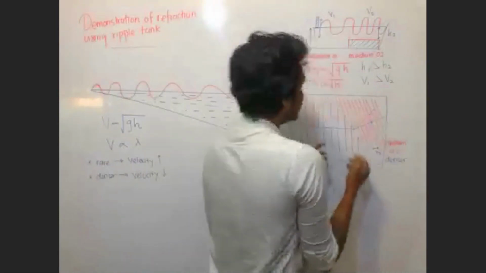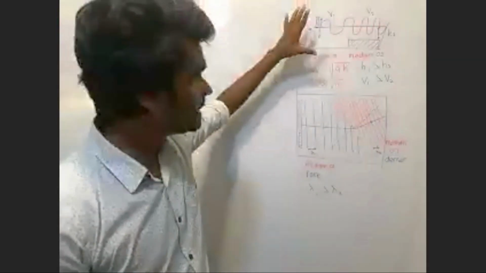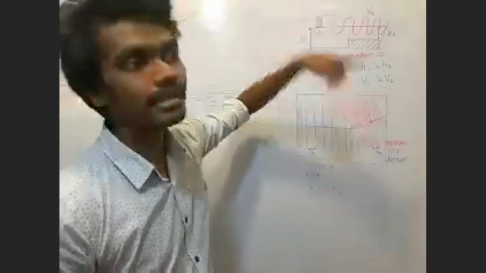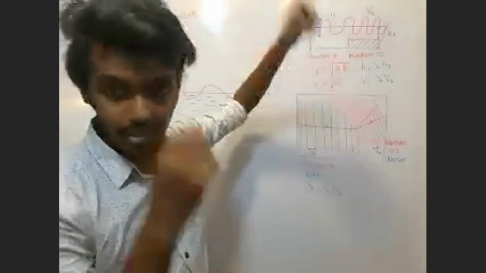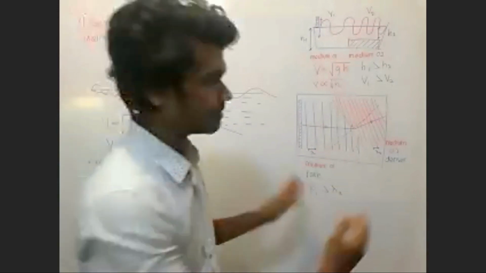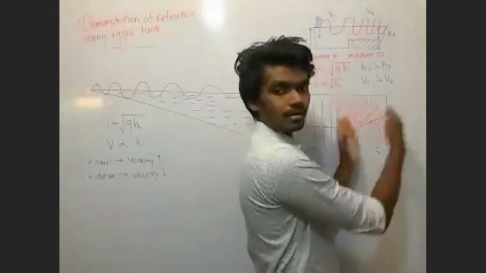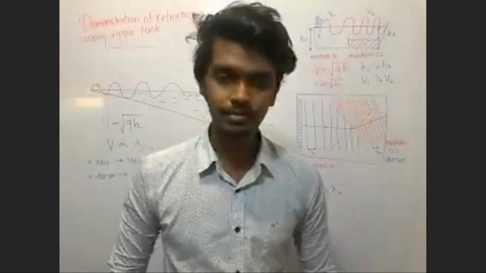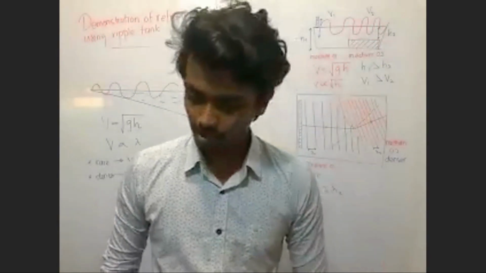When the region changes, height decreases. When height decreases, velocity decreases. When velocity decreases, lambda decreases. When lambda decreases, the wavefronts are closer to each other. Pretty simple. Right?